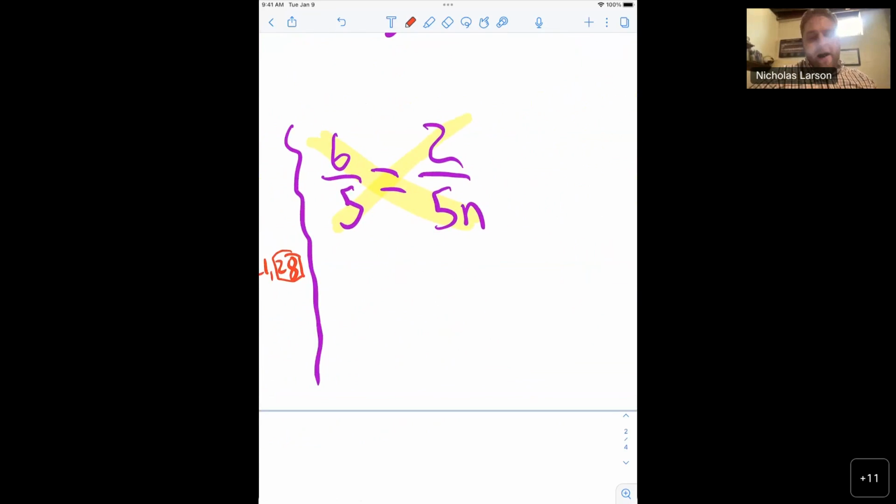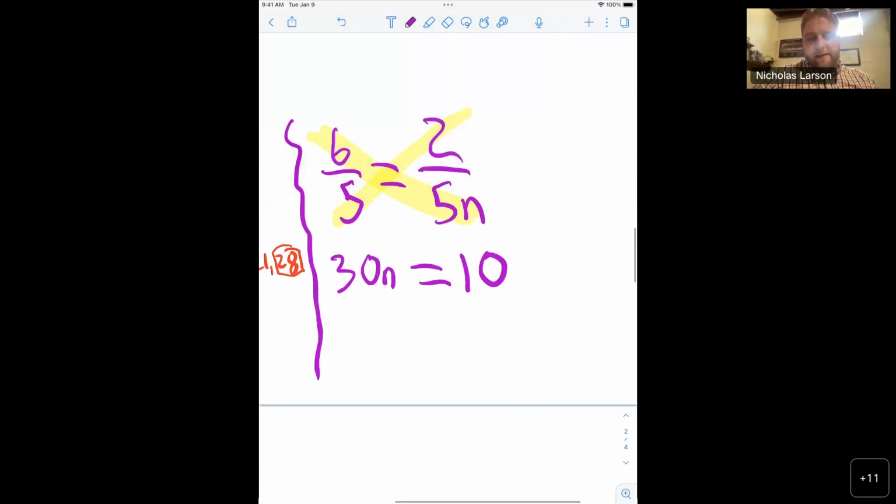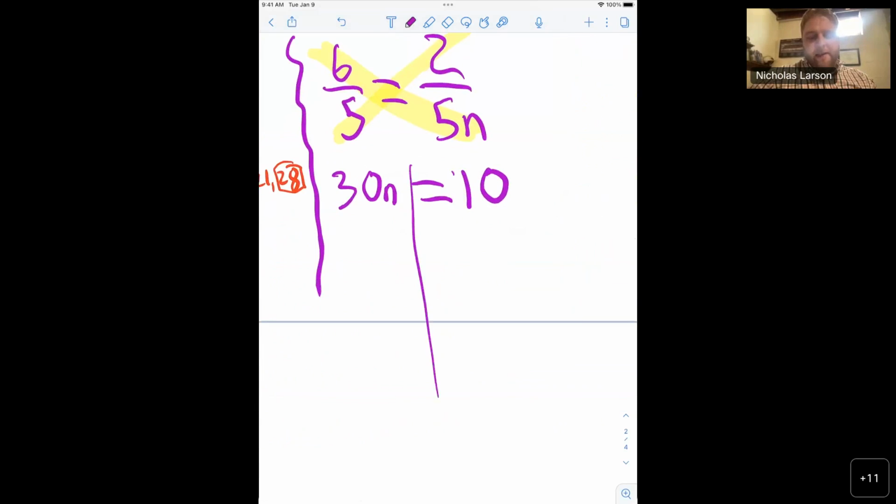Same thing on number 8. I'm going to cross multiply. 6 times 5n is 30n. 5 times 2 is 10. I'm going to separate my left side and my right side. And anything I do on the left, I'm going to do on the right. 30 times n, I'm going to get n by itself by dividing by 30.